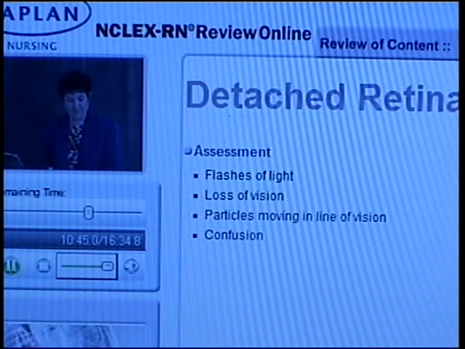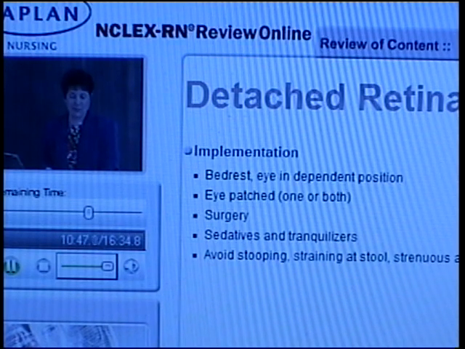Let's talk about the type of treatment that you'll use. A patient with a detached retina will be put on bed rest with the eye in the dependent position, meaning if it were my right eye, it would be positioned down. The eyes will be patched, sometimes one eye, sometimes both eyes, and the patient will be prepared for surgery. Now, if gas is used during surgery, they will position the patient post-op face down or on their side for several days because the gas is used to put the layers back together.